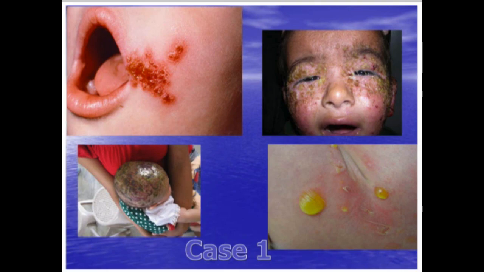So let's start with a case. A 2-year-old boy presented to your clinic in Dominican Republic. You went there for a mission. He was complaining of multiple crusted lesions in the face. In addition, he had these lesions around the eyes and in the scalp.